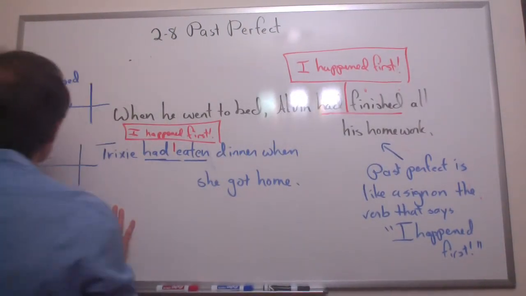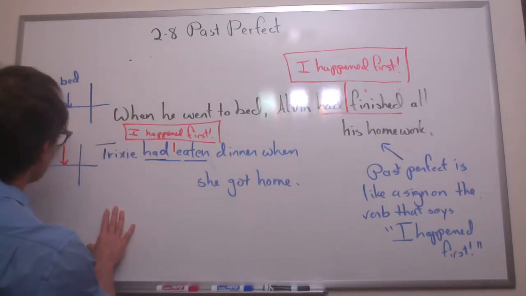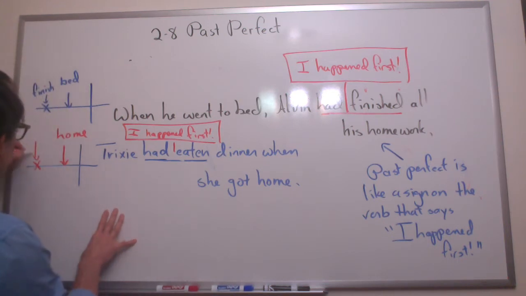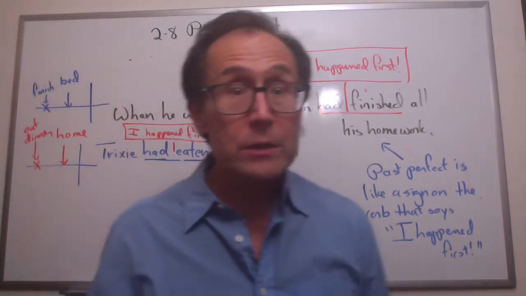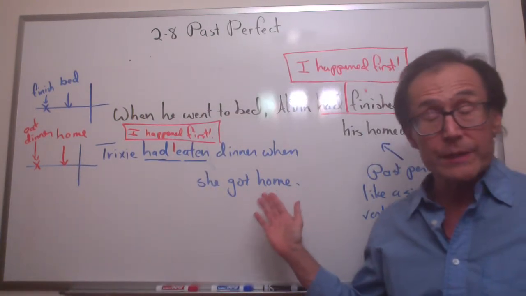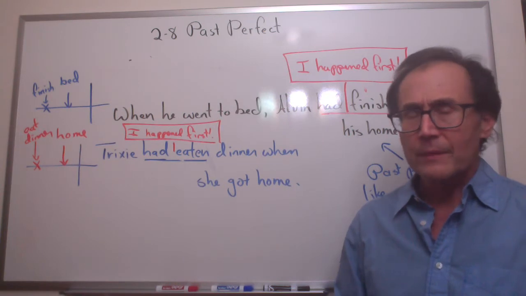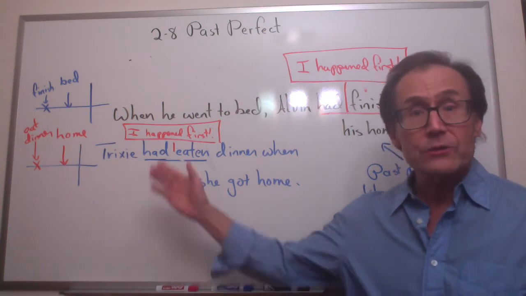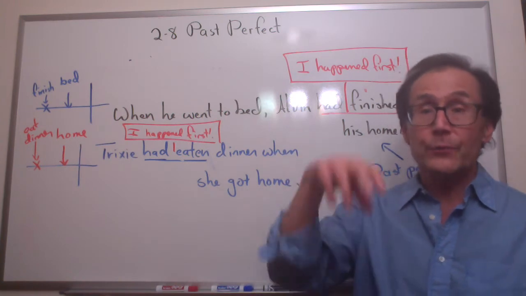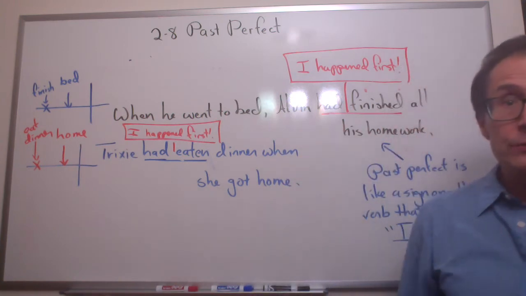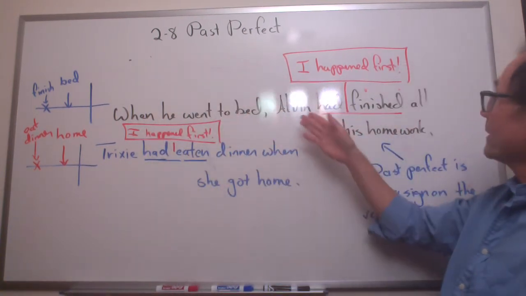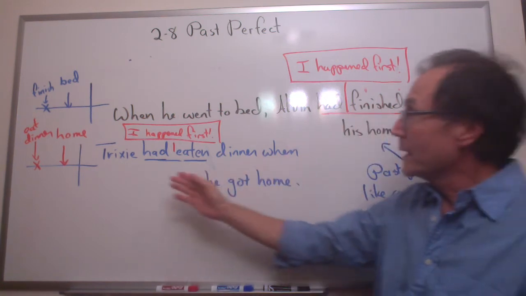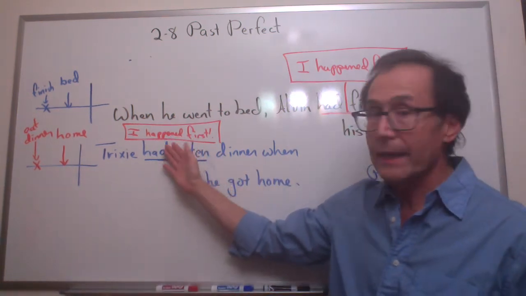So if I draw the picture, it looks like this. Here's she gets home, and here is eat dinner. That means maybe she stopped at McDonald's and got dinner before she went home, or maybe she ate dinner at a friend's house before she went home, but she ate dinner before she went home. Again, the thing that I want you to remember here is whenever I see had and past participle, it means I happened first.